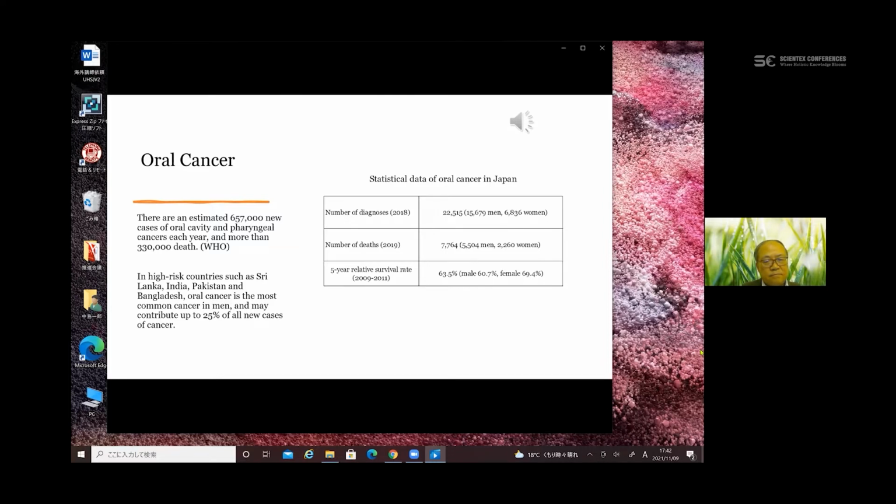This slide shows the oral cancer prevalence in the world. Oral cancer does not have a high incidence compared to those of other body parts. However, it is relatively high in Asian region, and many deaths have been reported. In Japan, 7,000 people also die from oral cancer every year.